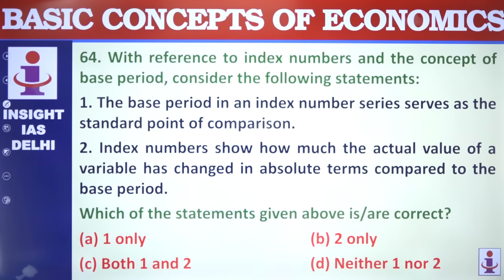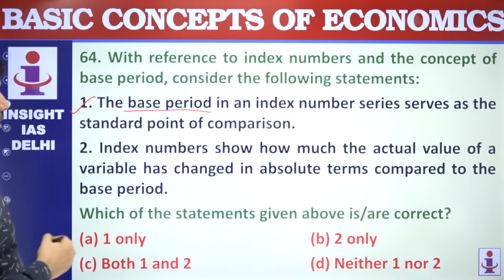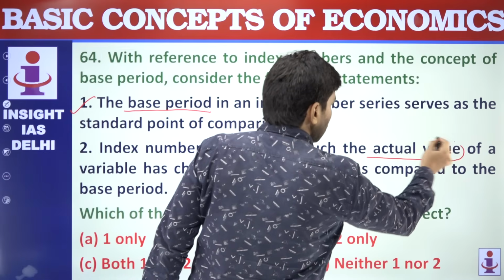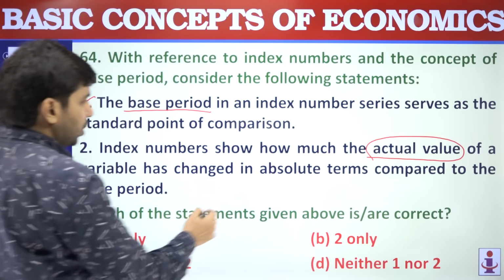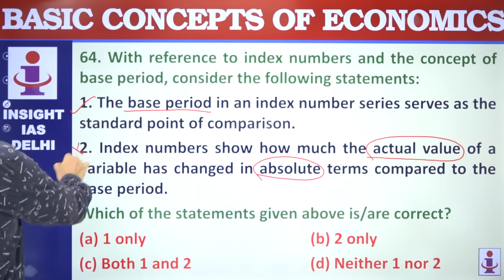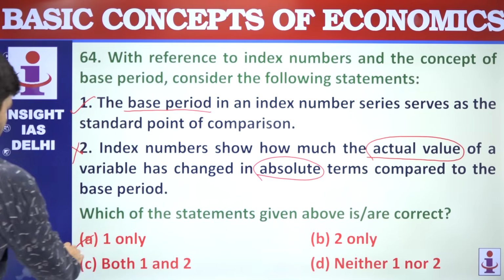The base period in an index number series serves as the standard point of comparison. Yes, the base period. Index numbers show how much the actual value of a variable has changed. It does not show the actual value. It shows change in relative terms, and it is not like it has changed in absolute terms. So this statement is not correct. So only 1 is the answer.